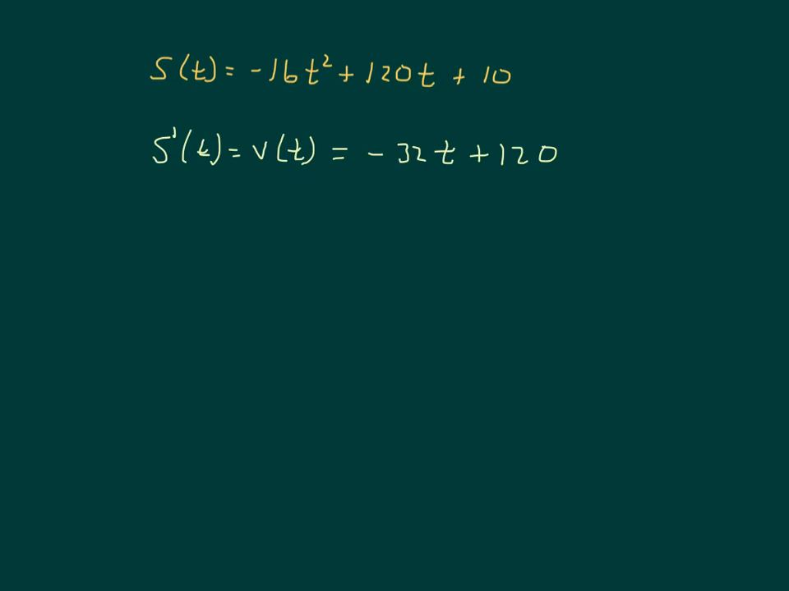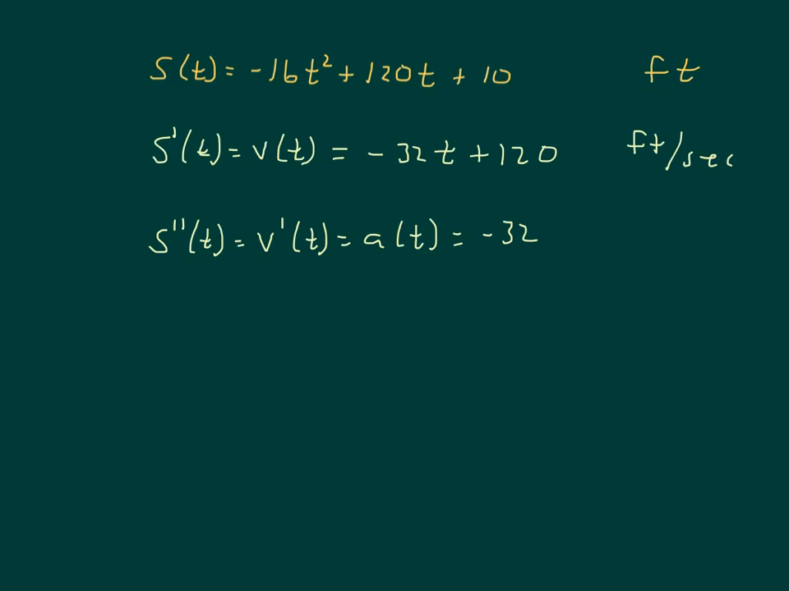What we have with that is s double prime of t, which would be the first derivative of the velocity function, and that is what we call the acceleration function, a of t. And in this case it comes out to be negative 32. Now in terms of units, the position function was originally in feet. Our velocity function would be in feet per second. And our acceleration function is going to be in feet per second squared. So in this case, the negative 32 is the acceleration due to gravity in feet per second squared.